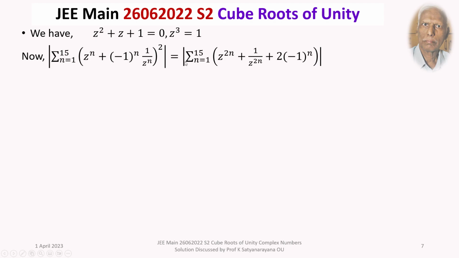Thus we get mod of the sum, modulus of the sum is equal to sum of their moduli, that is equal to modulus sigma n is equal to 1 to 15 z to the power of 2n plus modulus sigma n is equal to 1 to 15 z to the power of minus 2n plus 2 times modulus sigma n is equal to 1 to 15 minus 1 to the power of n.